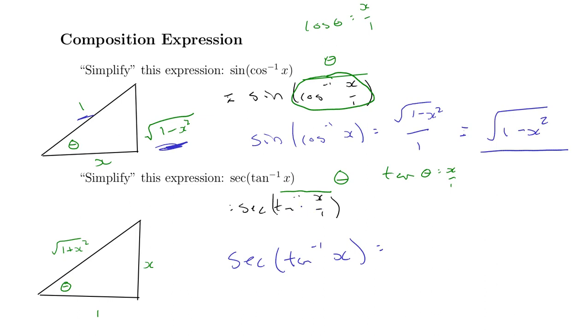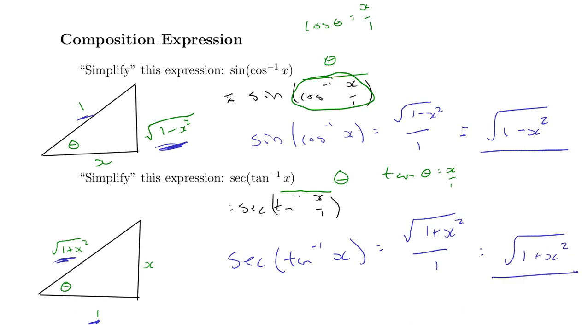Similarly, this tan inverse of x over 1 is really an angle where tangent is x over 1. So the opposite side is x, the adjacent side is 1. And now if I want to find the secant of that, that's the reciprocal of cosine. Cosine is the adjacent leg over the hypotenuse, but now we're going to do hypotenuse over adjacent because secant is the reciprocal. So square root of 1 plus x squared over 1, or square root of 1 plus x squared.